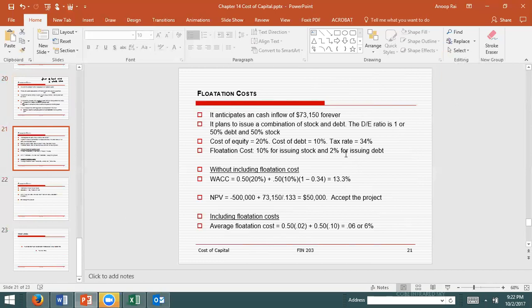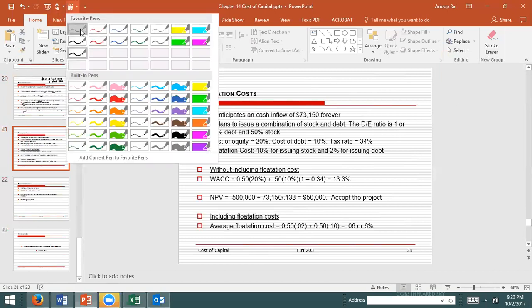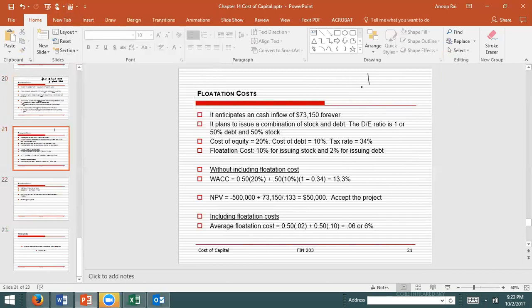It anticipates a cash flow of $73,150 forever. It plans to issue a combination of stock and debt, which means the debt to equity ratio is 1. If it is the same amount of debt, 50 is my debt, 50 is my equity, then obviously my debt to equity is 1. But it means that 50% is debt and 50% is stock.